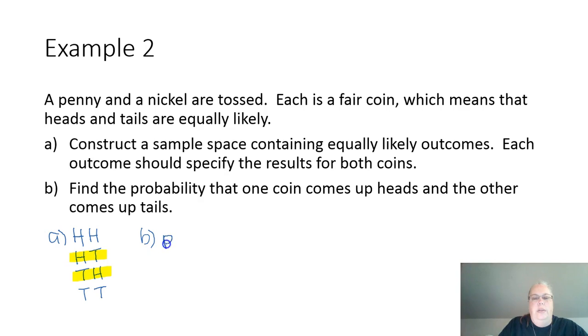Right? So the probability of one head and one tail is going to be the number of our outcomes that have one head and one tail, there are 2 of them, divided by the total number of members in our sample space, and there are 4. And so this is going to be, again, 0.5.